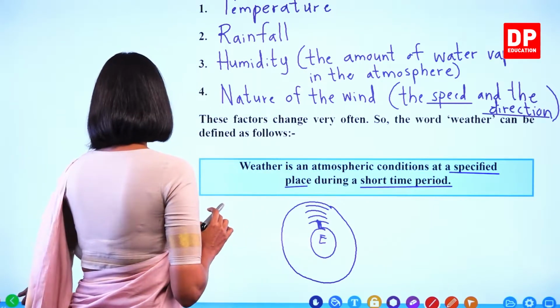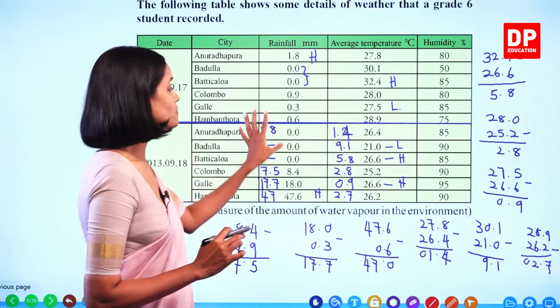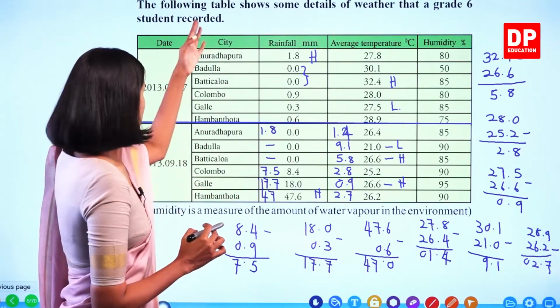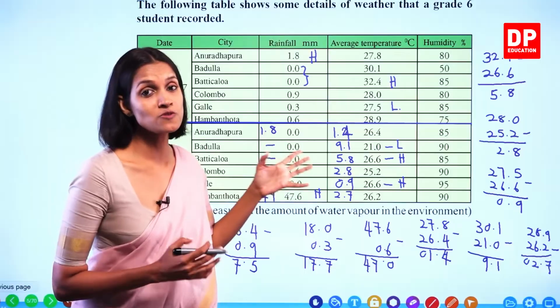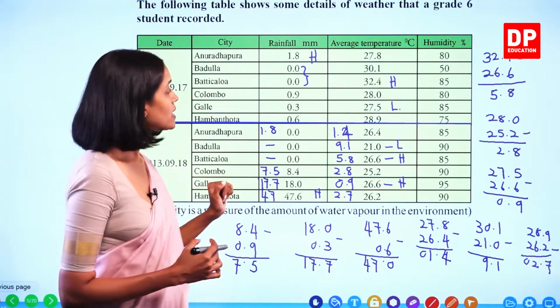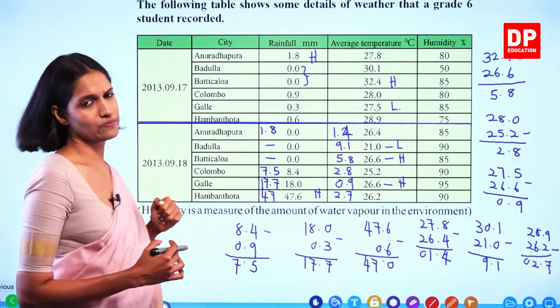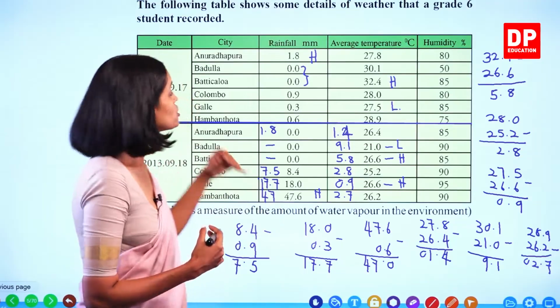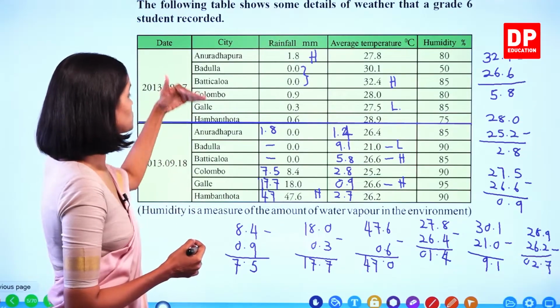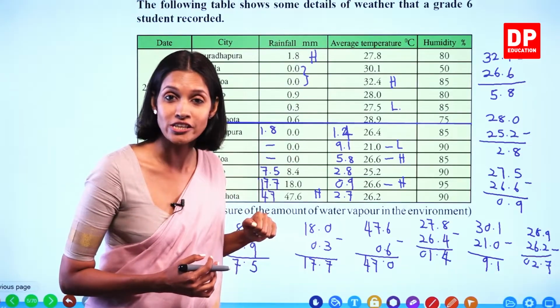Okay? So, we'll go back to the table again. Specified place: here very clearly the names of the cities are given, which means we know where these changes take place, right? And during a short time period, now here 2 days are given, right? 2 days means short time period. Within 2 days, how these factors change, differ from each other.